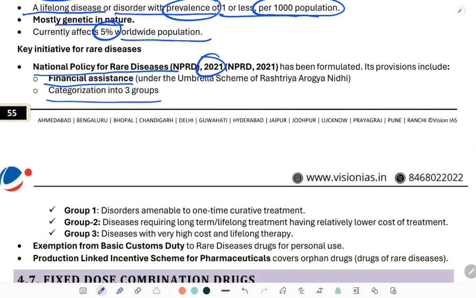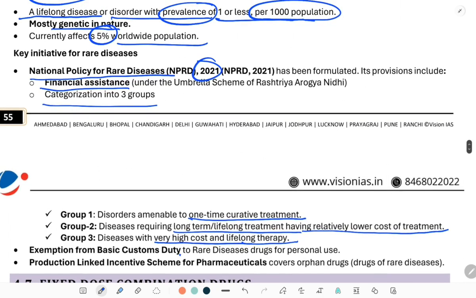Group 1 requires one-time curative treatment. Group 2 requires long-term treatment with relatively low cost. Group 3 requires lifelong therapy with a very high cost. There is also exemption from basic customs duty for rare disease drugs for personal use. Then the production linked incentive scheme for pharmaceuticals covers the orphan drugs.